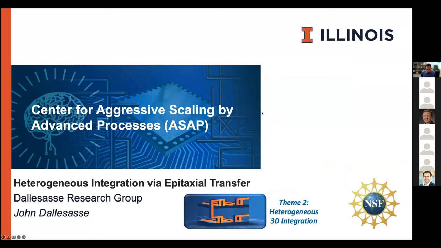Hopefully everyone can see my screen and presentation mode here.